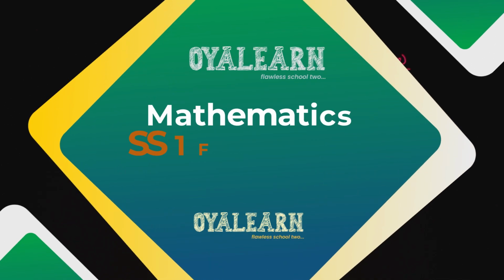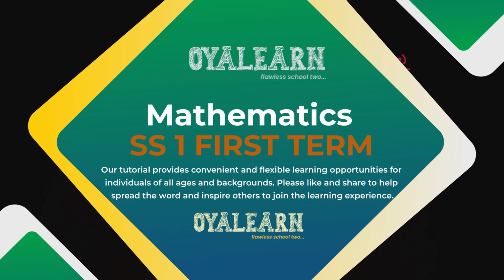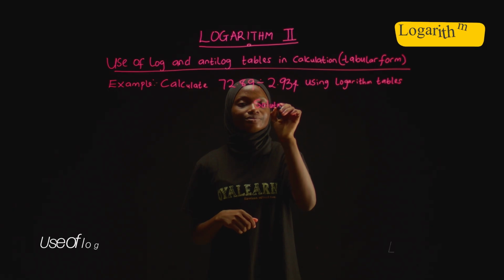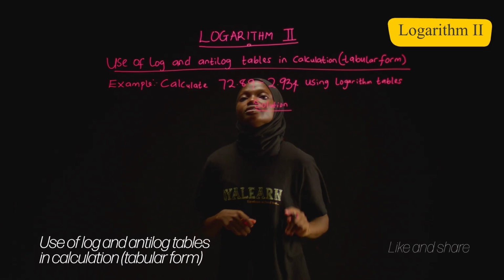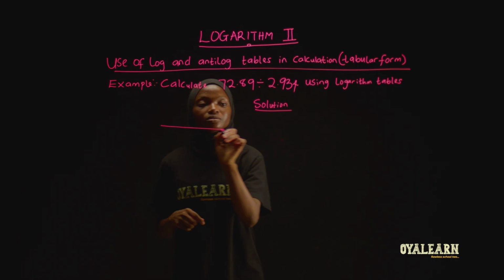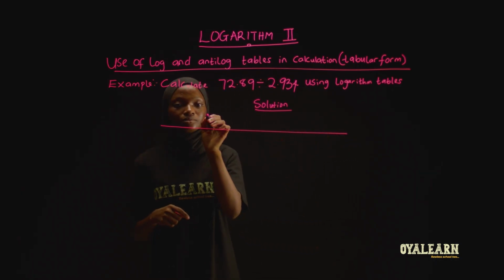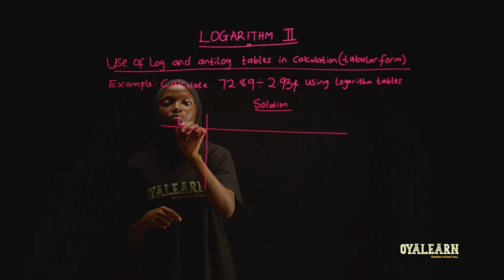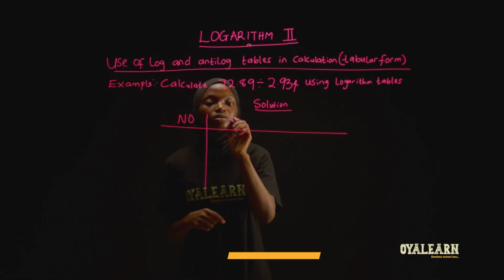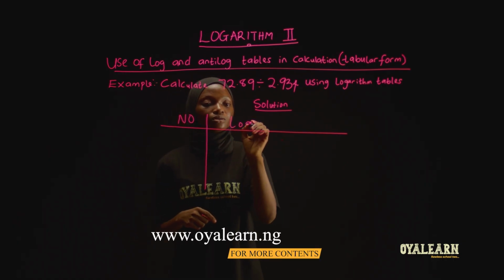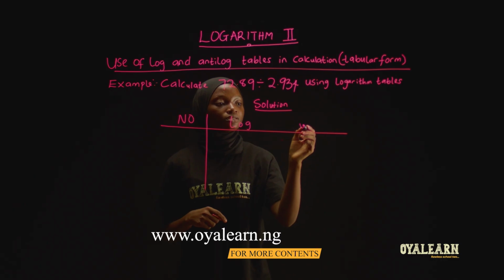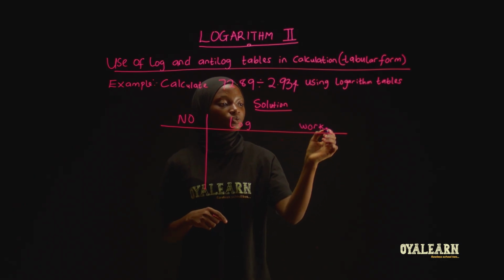Let's calculate this using logarithm table. Solution. We draw a tabular form. We have the number, log, and workings in case we have any.